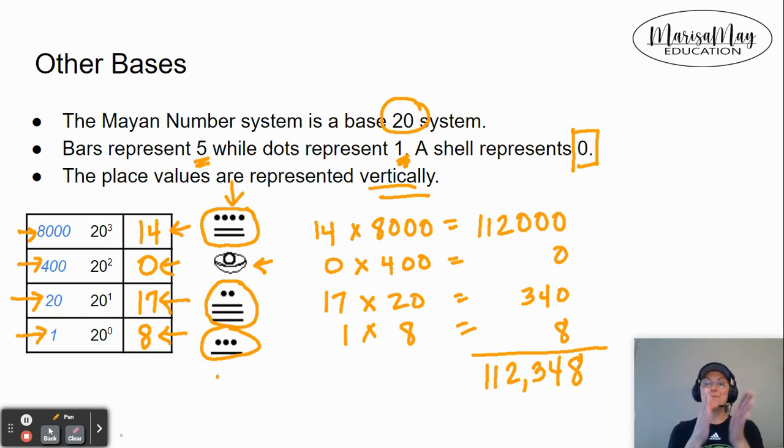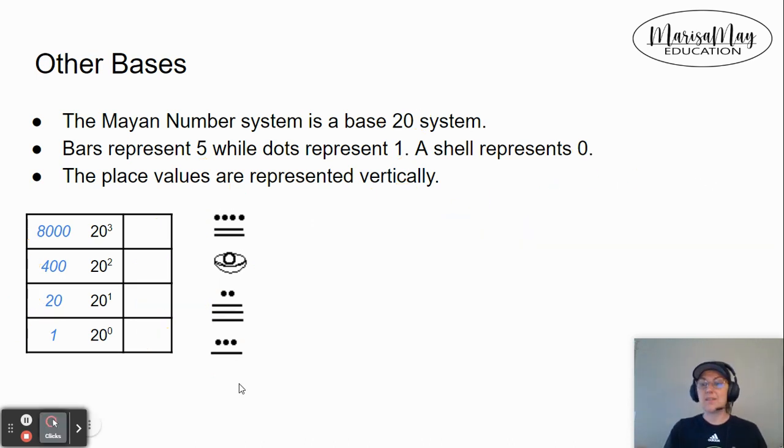So remember, the Mayans, first to use 0, they've got bars and dots. Bars have 5, dots have 1. But you have to think about they did their number system from the bottom to the top. So it's all vertical. But other than that, which are some major differences, their system follows the same exponent rules, but with a base 20 system.